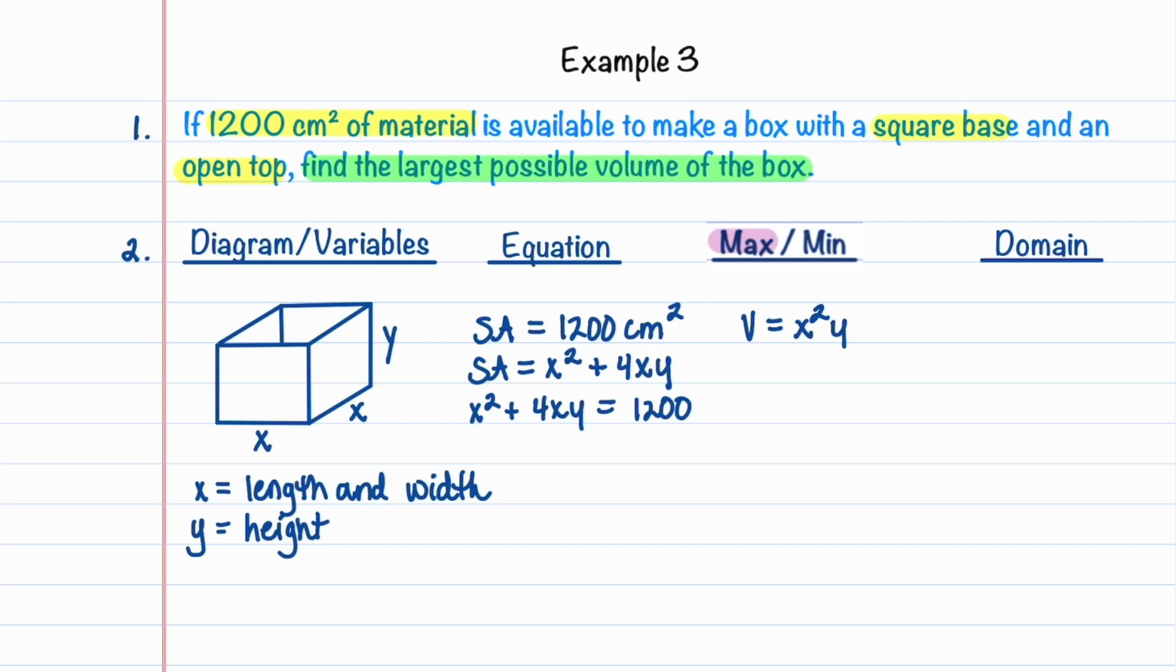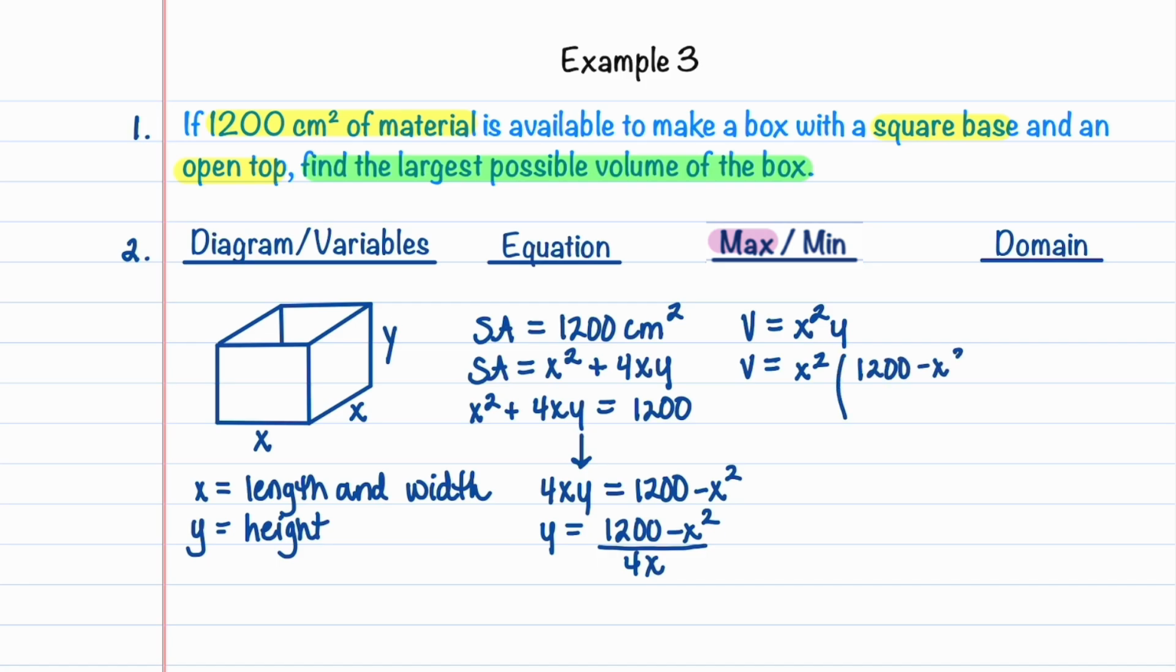Now we need to put our volume in terms of one variable. So we need to come back to our original equation right here, and we need to solve for y. So let's go ahead and do that. We have 4xy is 1,200 minus x squared, and that gives y is equal to 1,200 minus x squared, all divided by 4x. Now let's take that and put it back up into our equation for V.